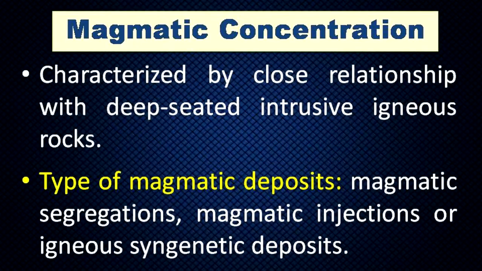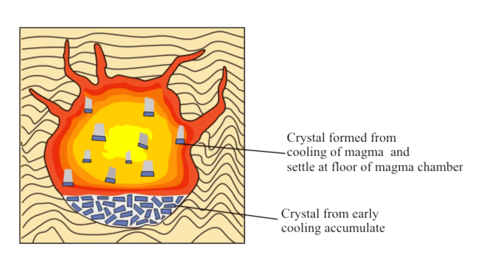The second one is the type of magmatic deposit. Types of magmatic deposits are magmatic segregations, magmatic injections or igneous syngenetic deposits. Magmatic segregation means the accessory minerals, after crystallization, get segregated to the bottom of the magma chamber. Why do they get segregated at the bottom? Because their specific gravity is high. So they get separated and they form layers.